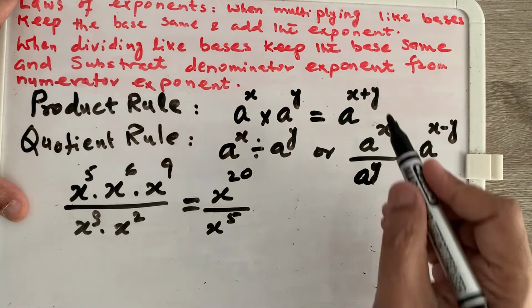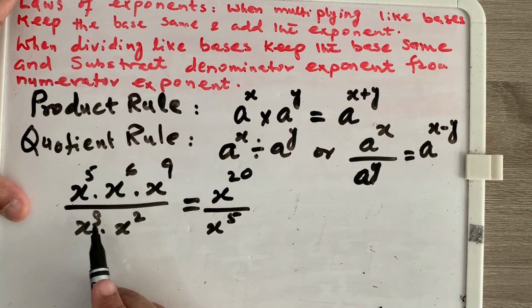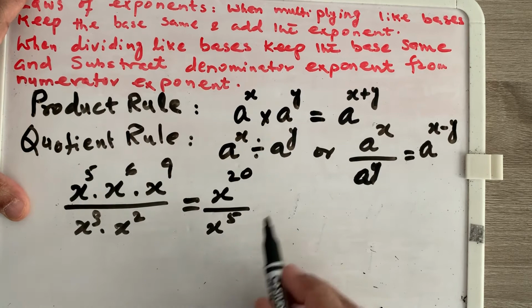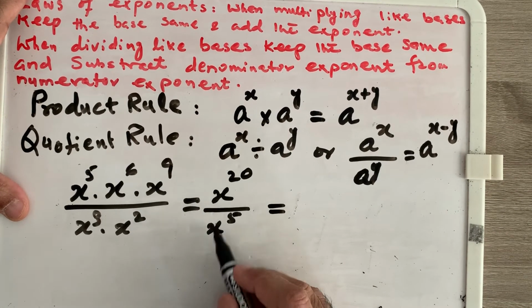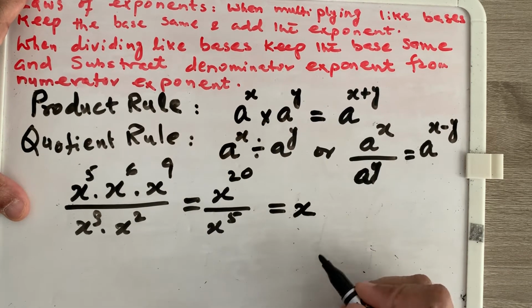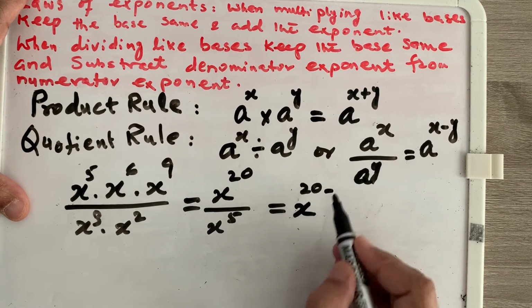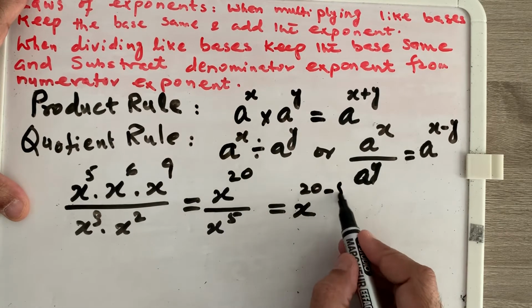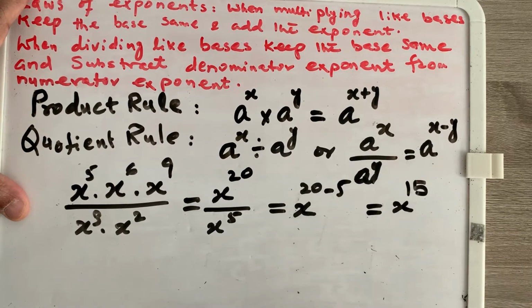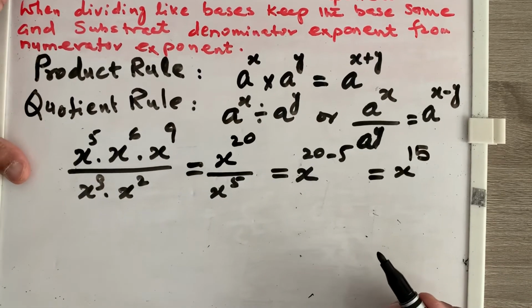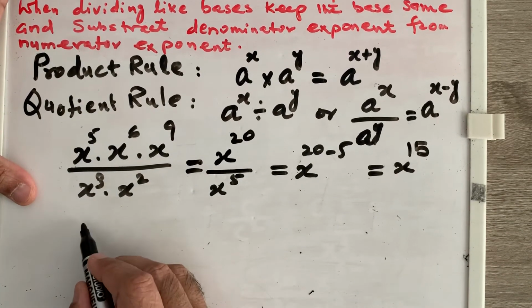First rule is this, that if they are multiplying, their power is going to be added. Now I have to use the other rule here, because now I have same base, one in the numerator, one in the denominator. So I have to keep the base same and subtract the denominator power from the numerator power to get my answer simplified as x to the power 15. So in this way, you can solve any question.